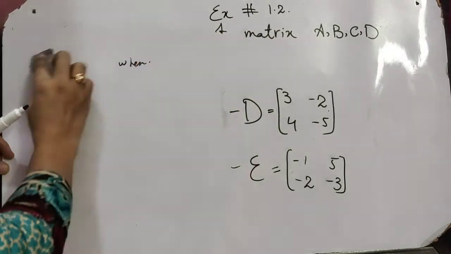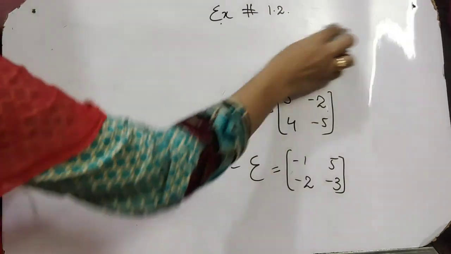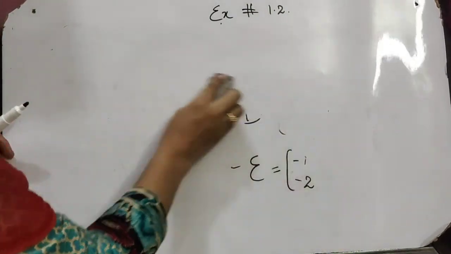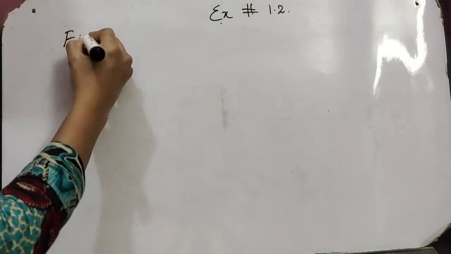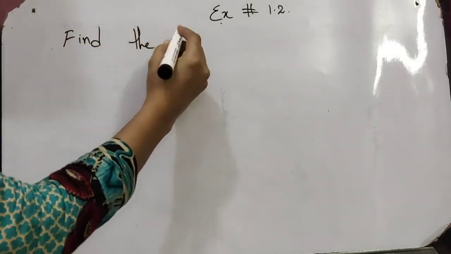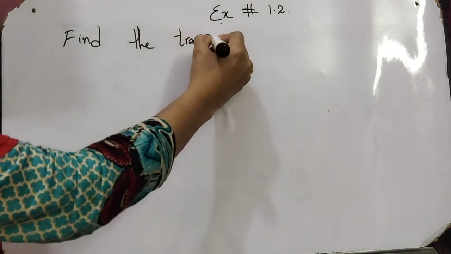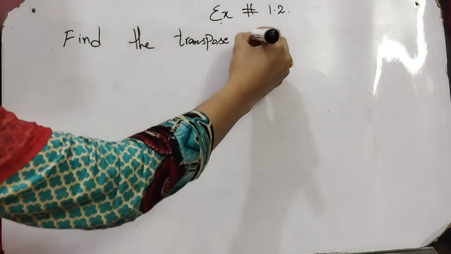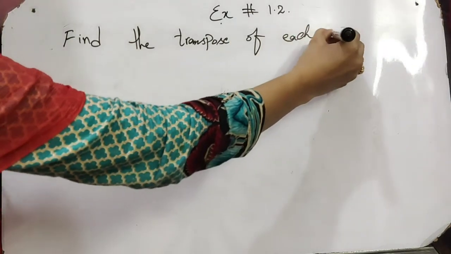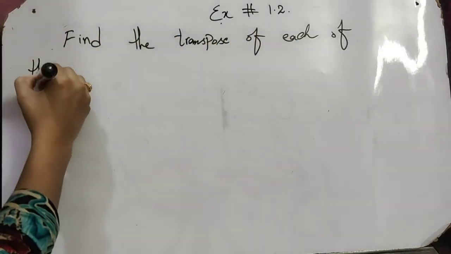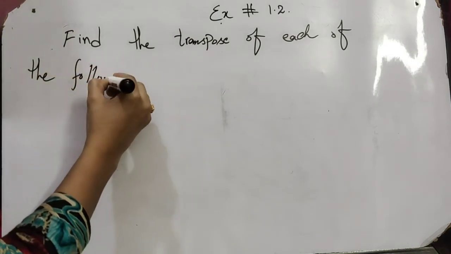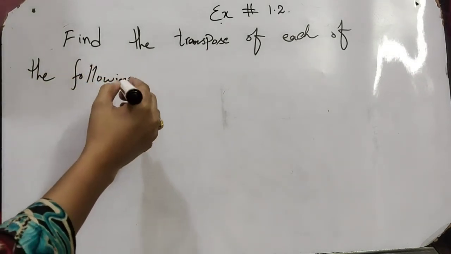Now we will move to question number 5. Question number 5 is: find the transpose of each of the following matrices.